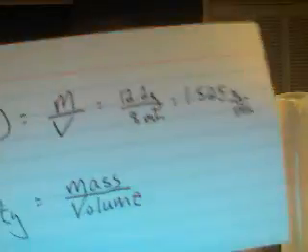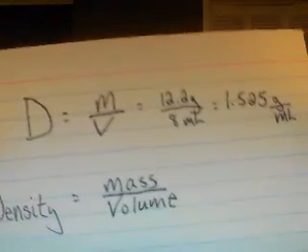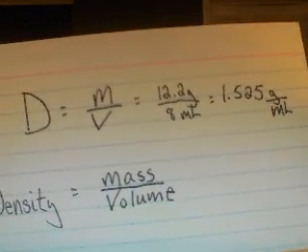So I'm going to take my calculator. All right, and I'm going to take 12.2 divided by 8 and come up with a number. And the number I come up with is 1.525. And it's very important that I put grams over milliliters. Okay? Because the units of density are grams over milliliters. So I've divided those two numbers, and my answer is going to be 1.525 grams over milliliters.